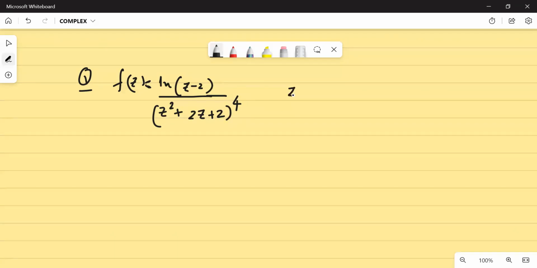Clearly you can see that the logarithmic function is singular at z equal to 0. Here, the argument is displaced, so you have z minus 2. So z equal to 2 is clearly a branch point. And what kind of singularity is a branch point? This is a non-isolated singularity.